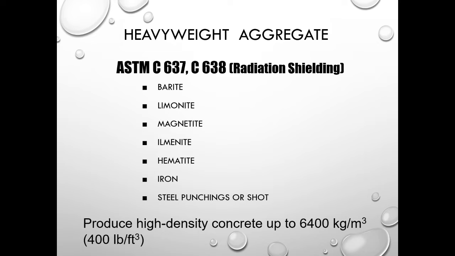The magnetites, again, and hematites might be used for shielding. Concrete will be used for radiation shielding. And again, you can see that these densities are pretty high. Typically, our normal weight was 2,300, and we're looking at 6,400 kilograms per cubic meter. So very high density concrete.